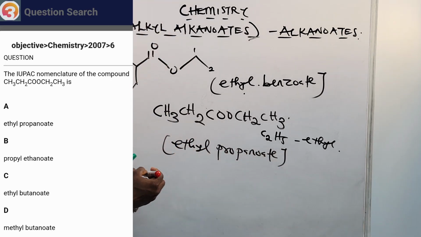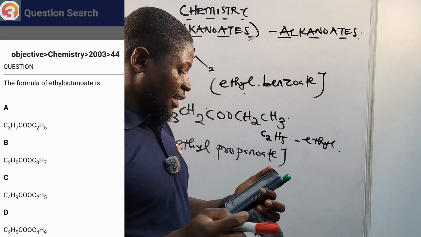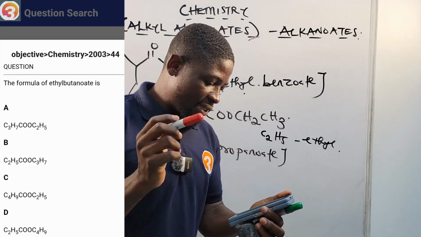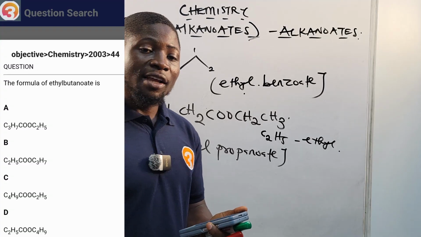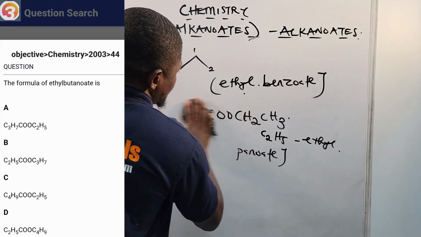Very simple. Let's check the options. A says ethyl propanoate. B says propyl ethanoate. C, ethyl butanoate. D, methyl butanoate. The correct answer there will be option A, which is ethyl propanoate. So we're done with that.